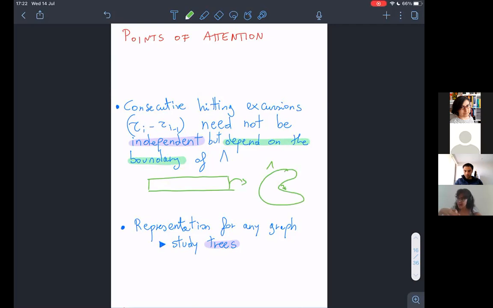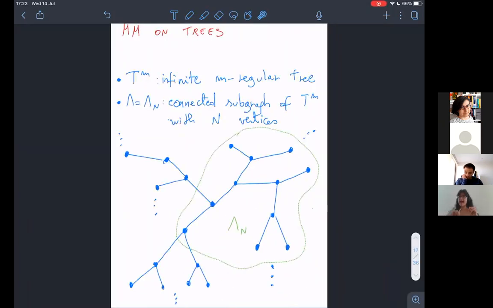This representation has, however, one big advantage, and that is that it works for any graph. So what van der Bij proved is that this approximation via intersection local times is actually a representation that works for essentially any graph. And that's what allows us to study the membrane model, for instance, in other geometries like trees.